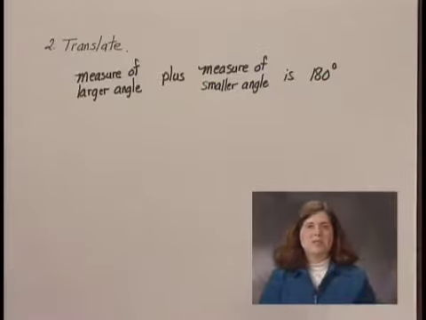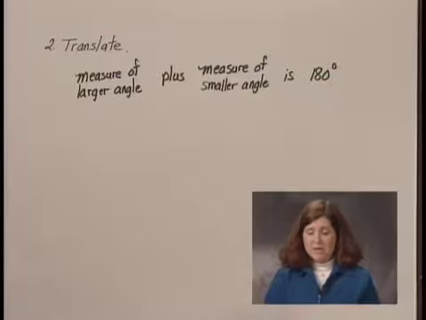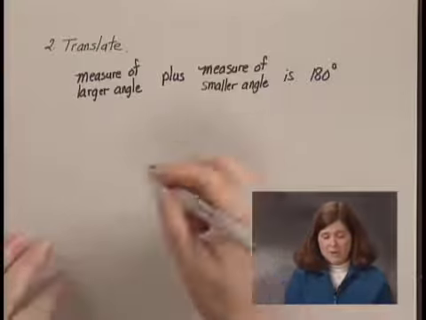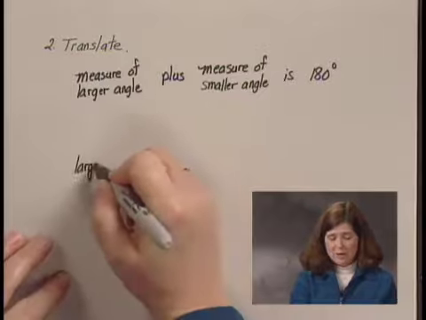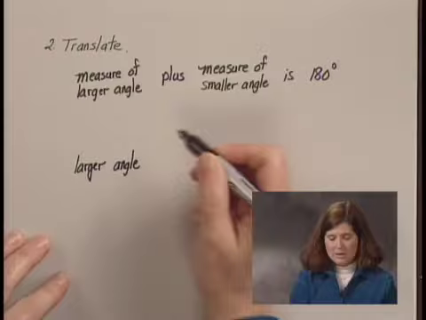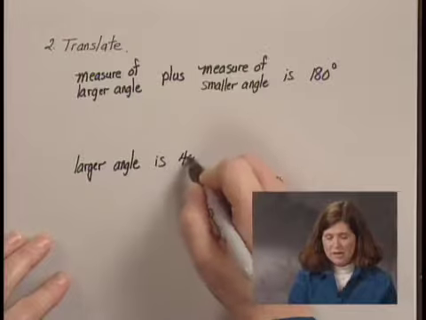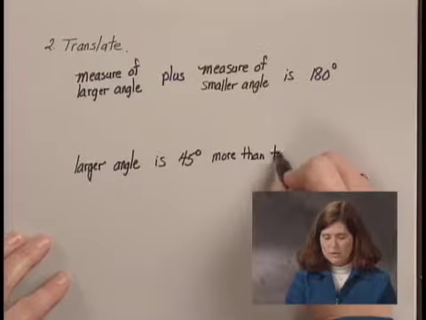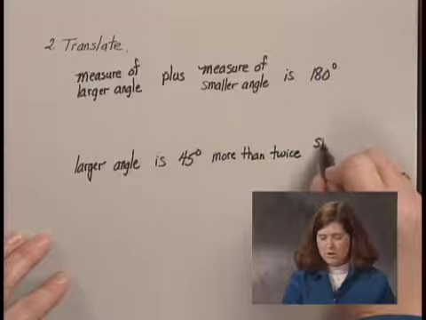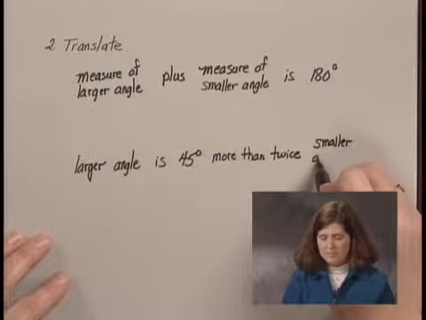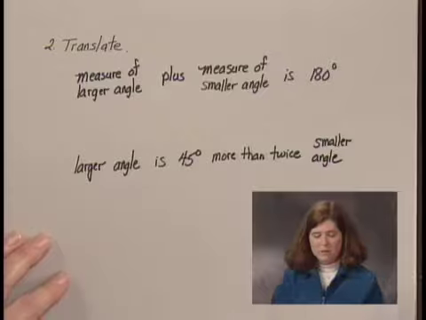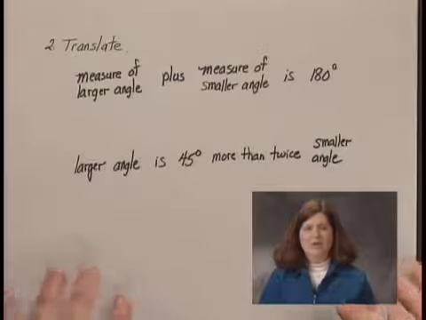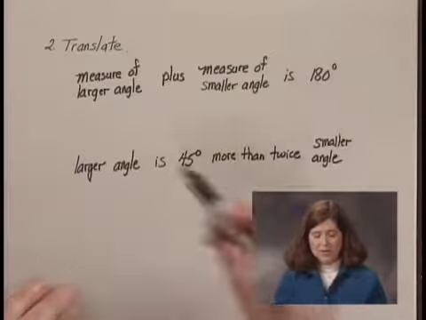The other piece of information I was given related the sizes of the angles. The one angle was 45 degrees more than twice the measure of the other angle. So I can say that the larger angle is 45 degrees more than twice the smaller angle, or their measures are related that way. So I have this information written in a way that I can translate directly to mathematical language, and I will do that.